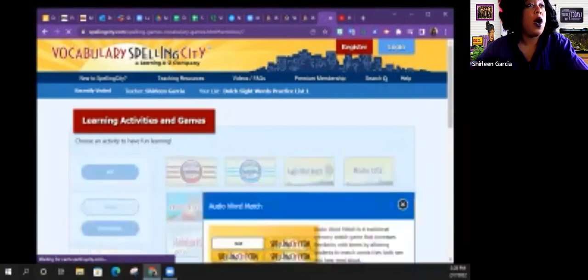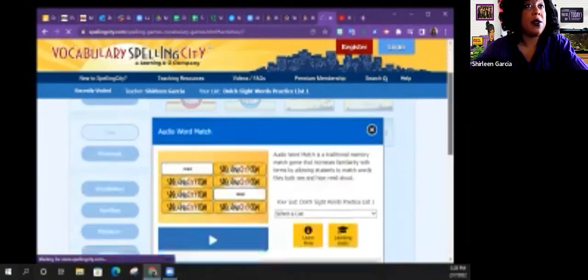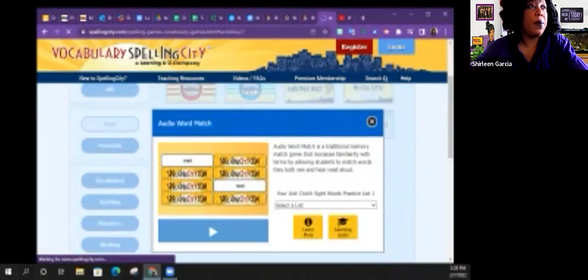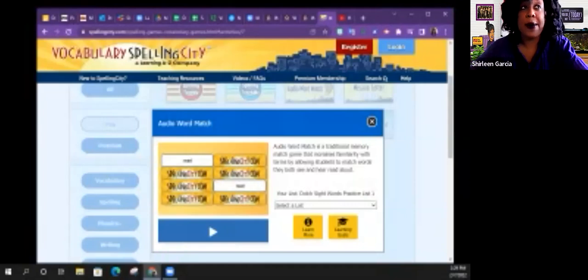So audio word match, that's a cool game. It's kind of like a memory game. When you used to play memory, you have to try and match the 2 cards together. So as an example, read, you have to find the other one, read, and it keeps track of how many turns it took you to match all of the words.